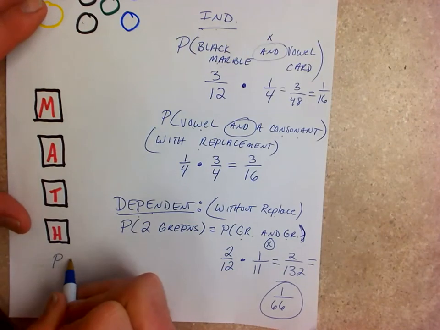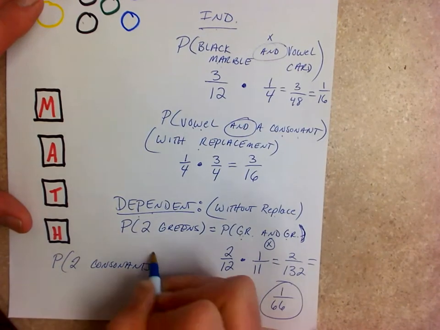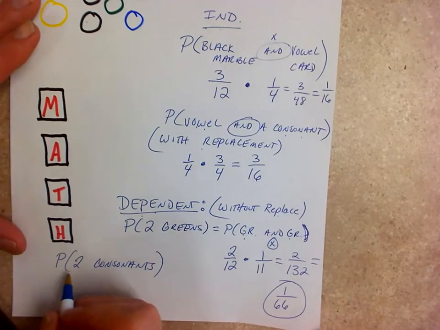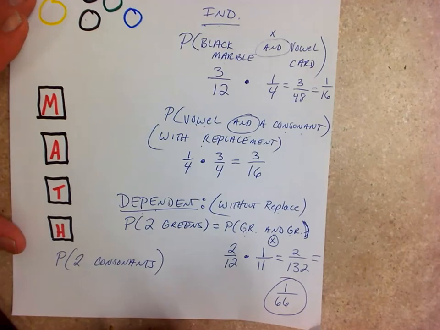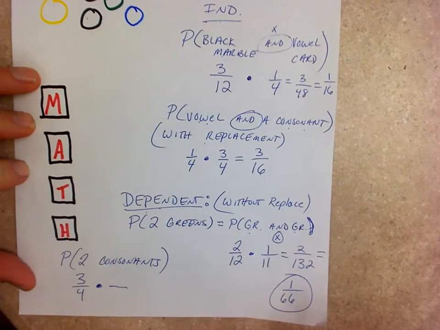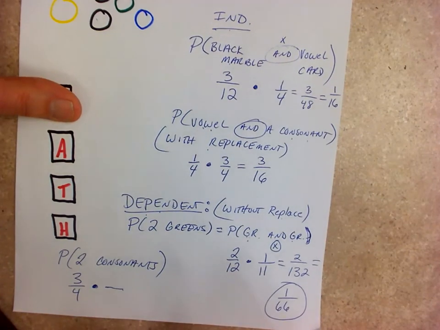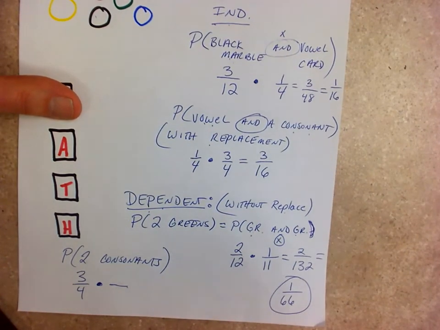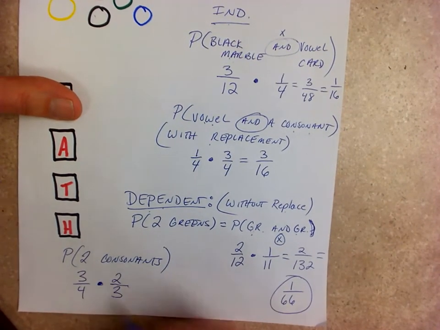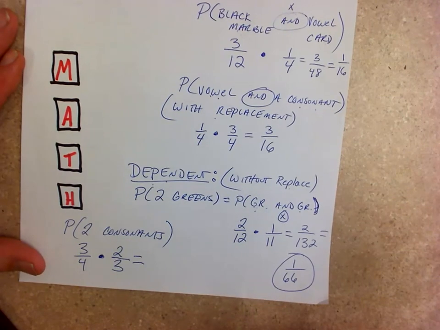What's the probability that we pick 2 consonants in a row? Or what's the chance we pick a consonant and another consonant? Well, the chance of the first consonant is 3 out of 4 times the chances for the second consonant. Well, one of these consonants is out, regardless of whatever one it is. You've picked one of them on the first round. So what's left to get the second consonant? 2 out of 3. And those would be our 2 probabilities we would need to multiply together.